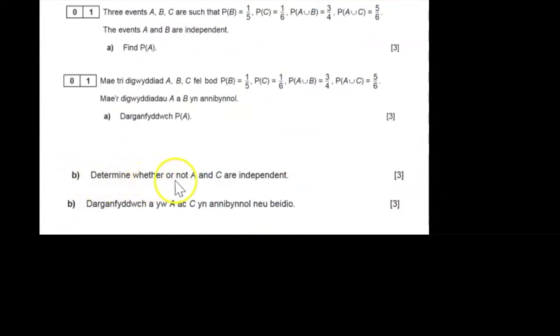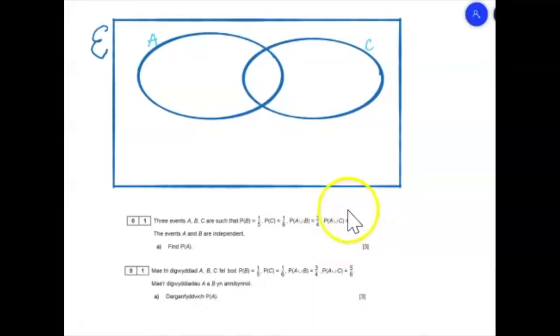Part B, determine whether or not A and C are independent. This is going to mean we work in the same premise. Let's just consider A and C. We know something about the union of A and C. We know the probability of C, and we've just found the probability of A. So if we draw a new Venn diagram and work from there, probability A union C is 5/6. So that's everything in A and C. So the outside region is 1/6. So let's put 1/6 on our diagram.